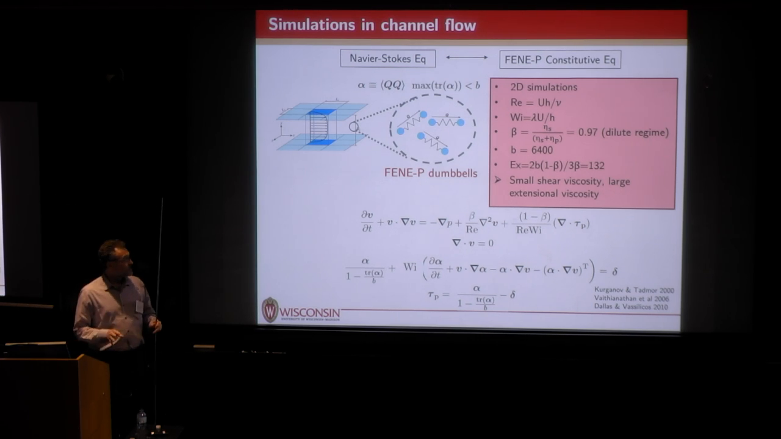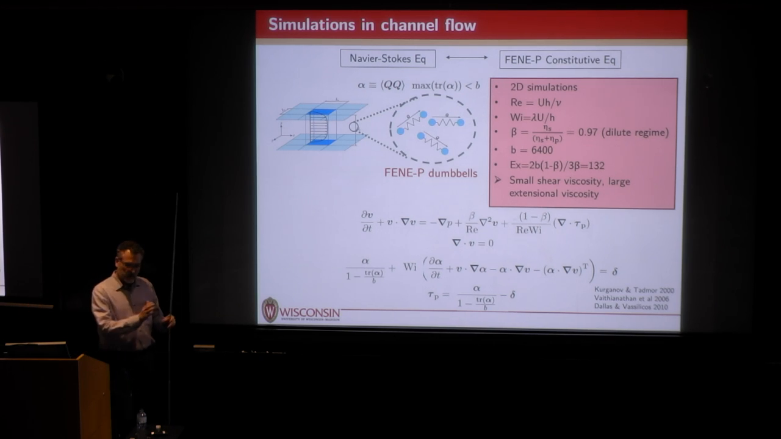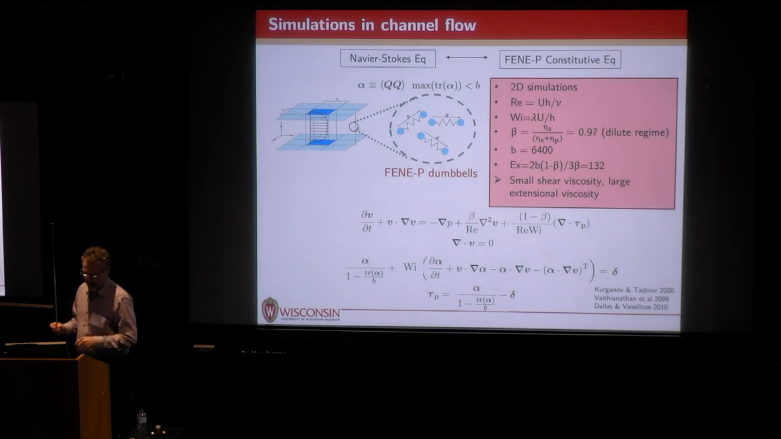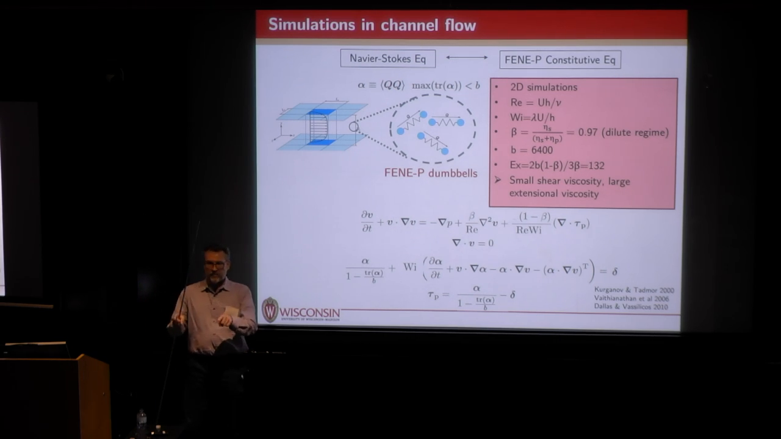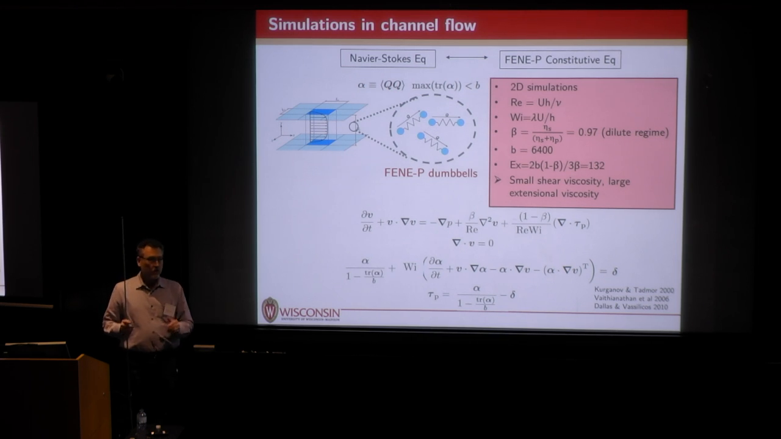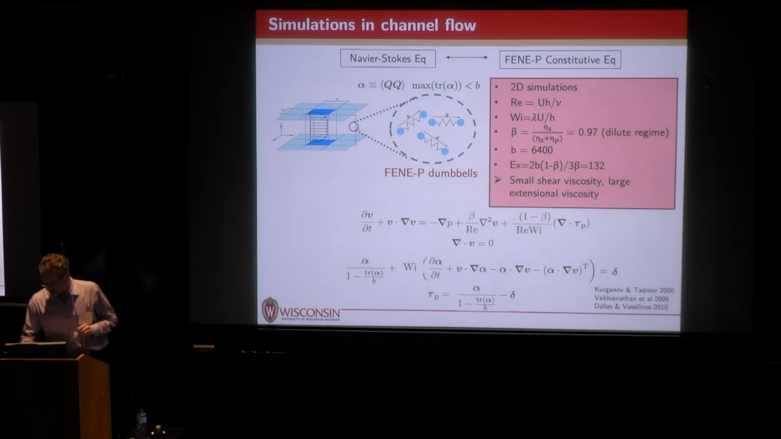All right, so the first topic was what happens at low to moderate Weissenberg number. We address this question by looking at the dynamics in so-called minimal flow units. These are domains that are basically as big as one pair of streamwise vortices. This is a method that's been used for a couple decades to try to understand near-wall turbulent structure, and we're doing this in the viscoelastic case.